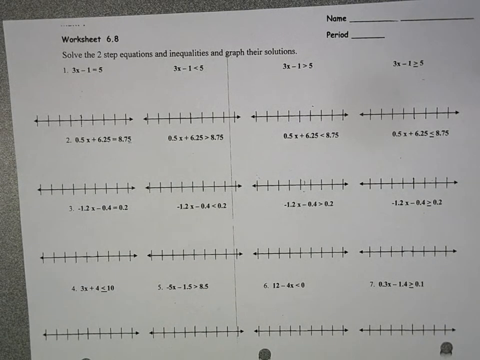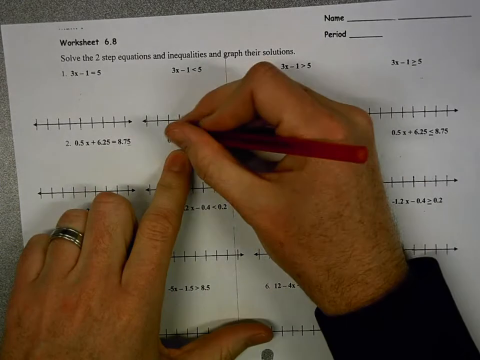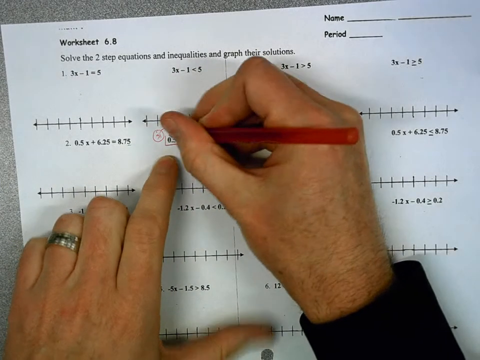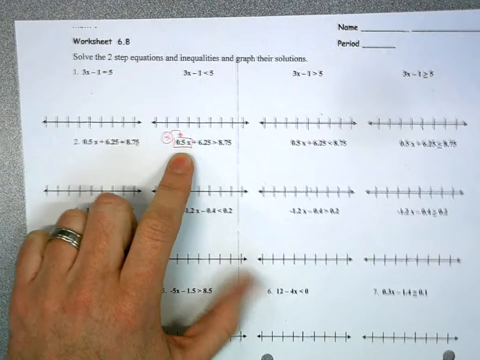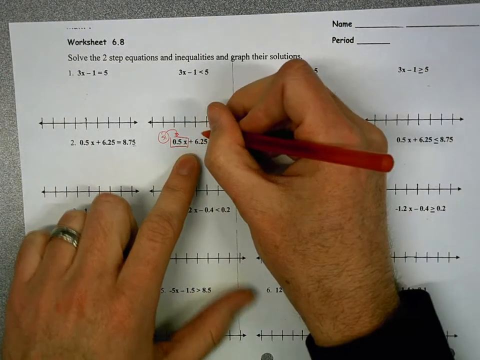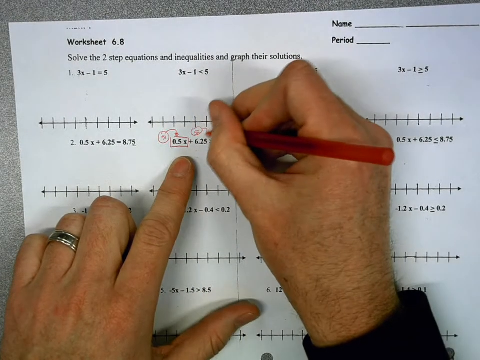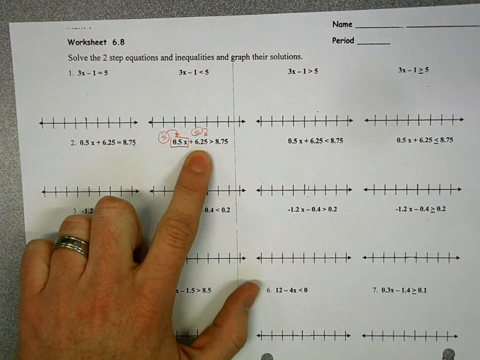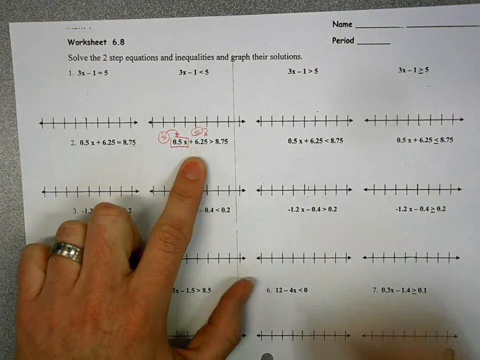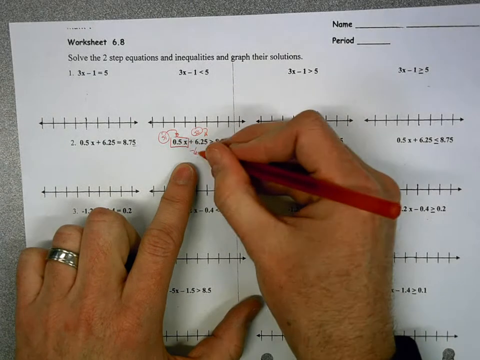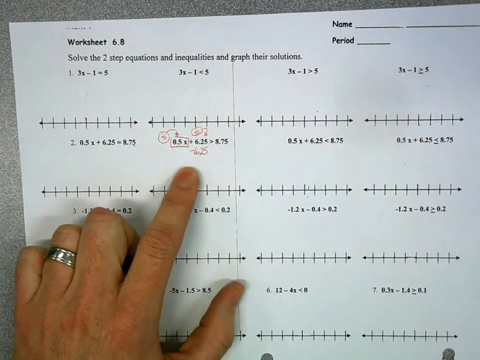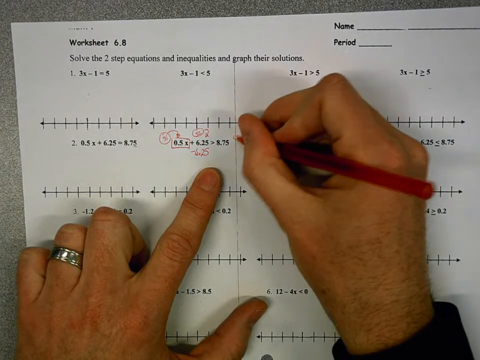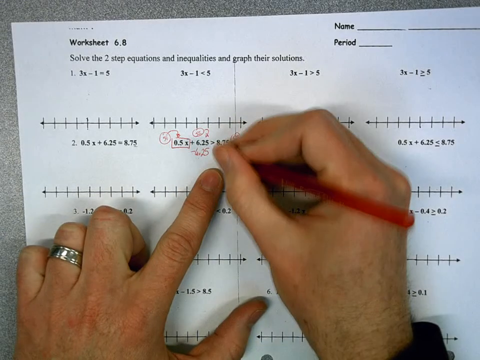So here we go. Step 1 with a 2-step inequality is box in our variable term, 5/10 times x. Step 2 tells us which side of the inequality to go to. So step 2 is go to that side. It's a positive 6.25, so we're going to do additive inverse. I'm going to subtract 6.25. Step 3, whatever we do to one side, we do to the other. So I subtract 6.25 here.